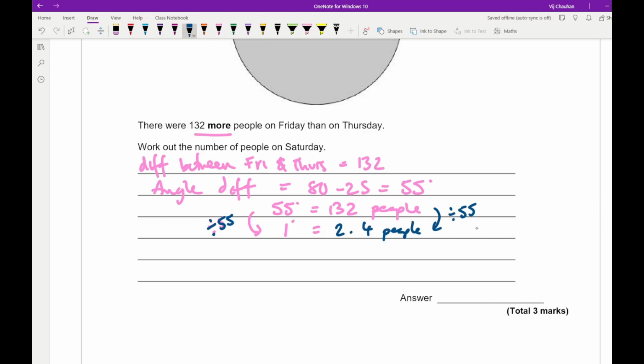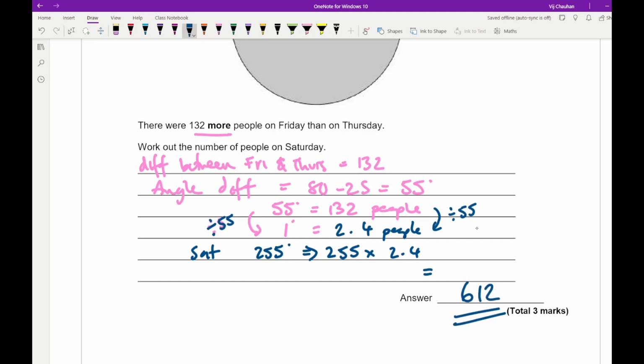So I then need to work out what 255 degrees is, because that's Saturday's angle. It's going to be 255 times 2.4, and working this out gives me an answer of 612.